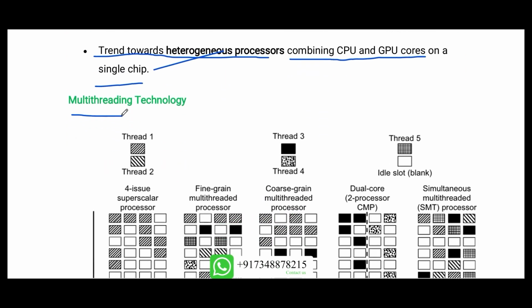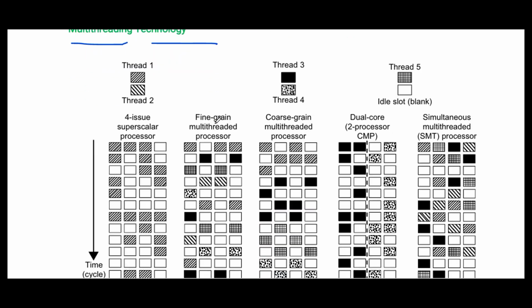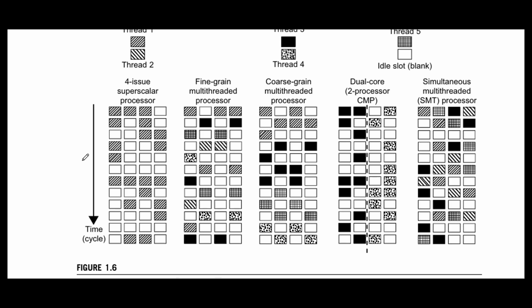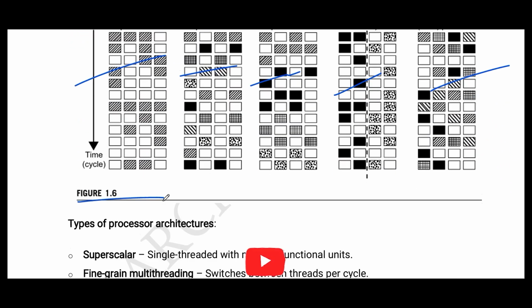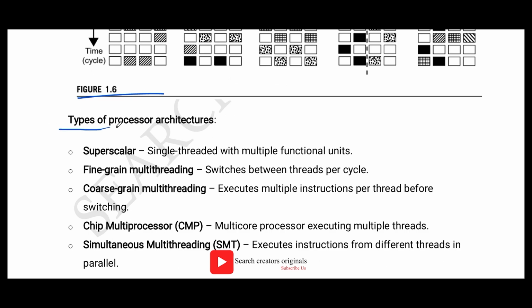Next, we look at multi-threading technology. Here are some diagrams. In the first diagram, we see a superscalar processor. Next is a fine-grained multi-threaded processor. Next is a coarse-grained multi-threaded processor. Next is a dual core processor CMP. Next are simultaneous multi-threaded SMT processors. We can observe them in this figure, figure 1.6.